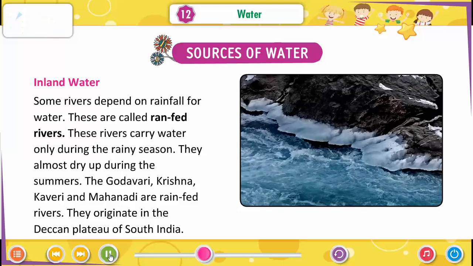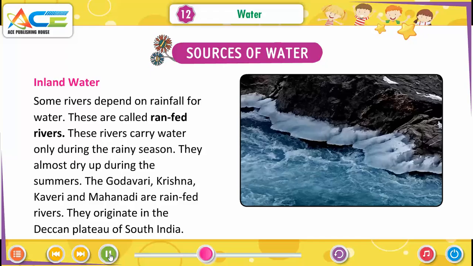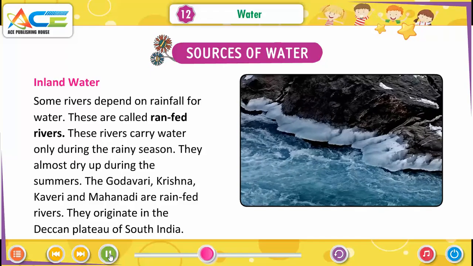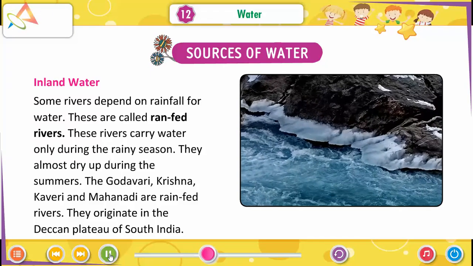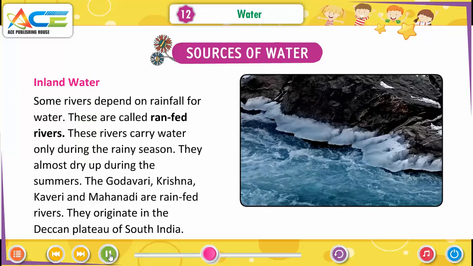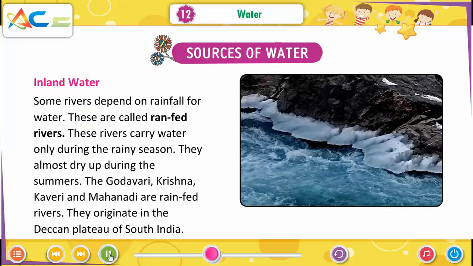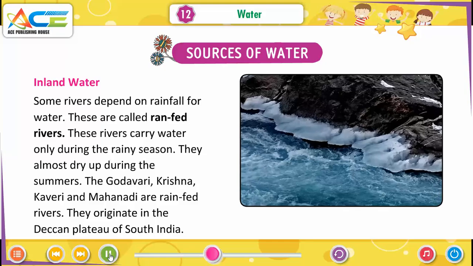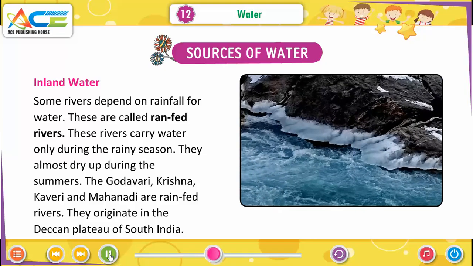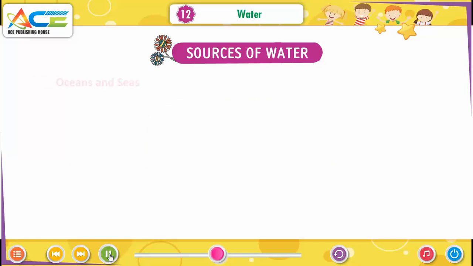Some rivers depend on rainfall for water. These are called rain-fed rivers. These rivers carry water only during the rainy season. They almost dry up during the summers. The Godavari, Krishna, Kaveri, and Mahanadi are rain-fed rivers. They originate in the Deccan Plateau of South India. Fact file: glaciers are huge pieces of moving sheets of ice, rather like frozen rivers.